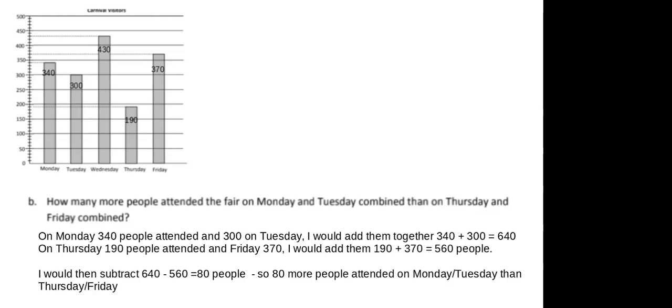Then I would take those answers of 640, subtract 560, which would give you 80 people. So your sentence would be 80 more people attended on Monday, Tuesday than Thursday, Friday. Okay. Again, if you need to double check your work, pause the screen.